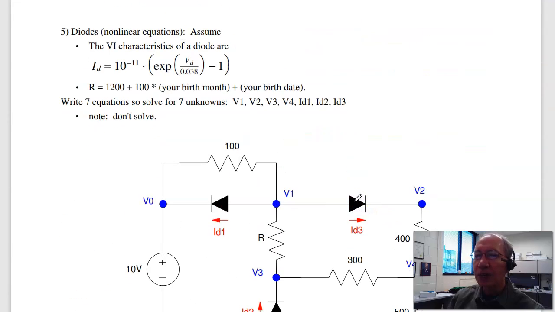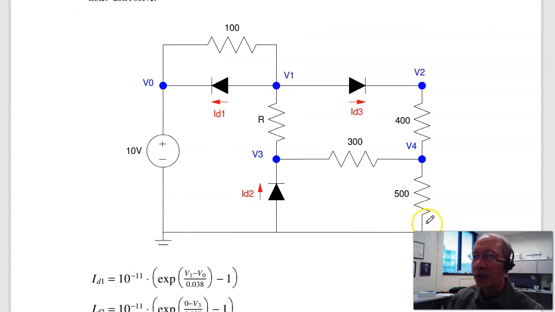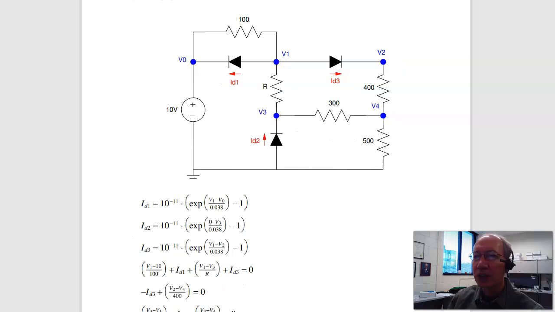Problem 5. Write the equations for this circuit. Now what I would do, let's make this smaller so you can see it. Start with the diodes. The voltage across the diode goes anode to cathode. For diode 1 it is V1 minus V0, that's anode to cathode. Diode 2, 0 minus V3, anode to cathode. Diode 3, V1 minus V2, anode to cathode.